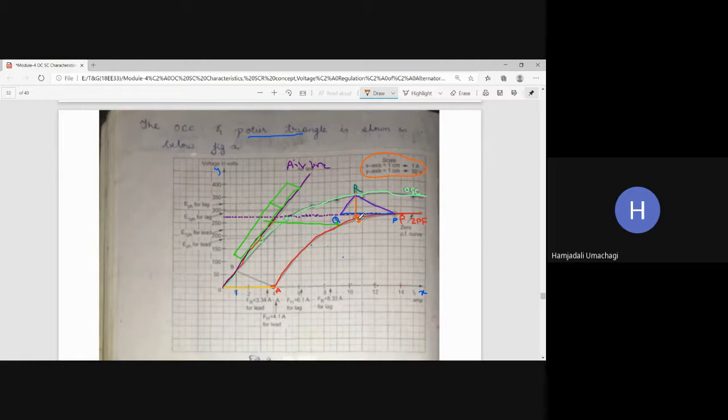Similarly, this length of PS gives us IF2 information. IF2 means field current required to overcome armature reaction. So that length of PS is multiplied by the x-axis 1 centimeter information, as this is horizontal distance. Here 1 centimeter is equal to 1 ampere. Okay.